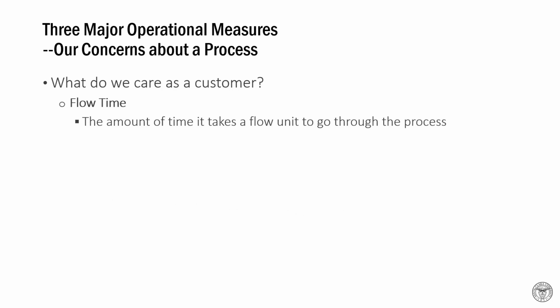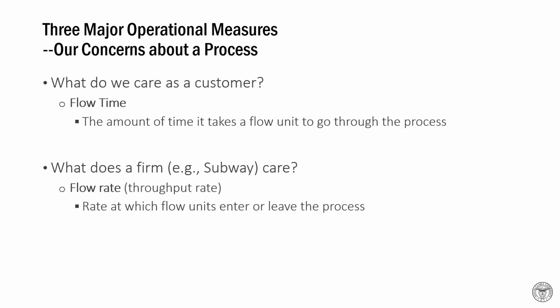As customers, we are particularly concerned with three major operational measures when it comes to evaluating a process: flow time, flow rate, and inventory. Flow time is the amount of time it takes for a product or service, referred to as a flow unit, to go through the process. For instance, at Subway, this would be the time it takes for a sandwich to be made from order to completion.